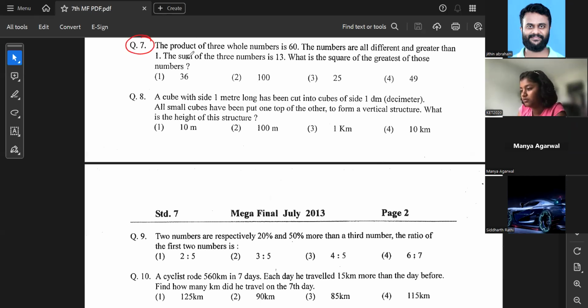Okay, children, let's go for the seventh problem. The product of three whole numbers is 60. The numbers are all different and greater than 1. The sum of the three numbers is 13. Then what is the square of the greatest of those numbers?